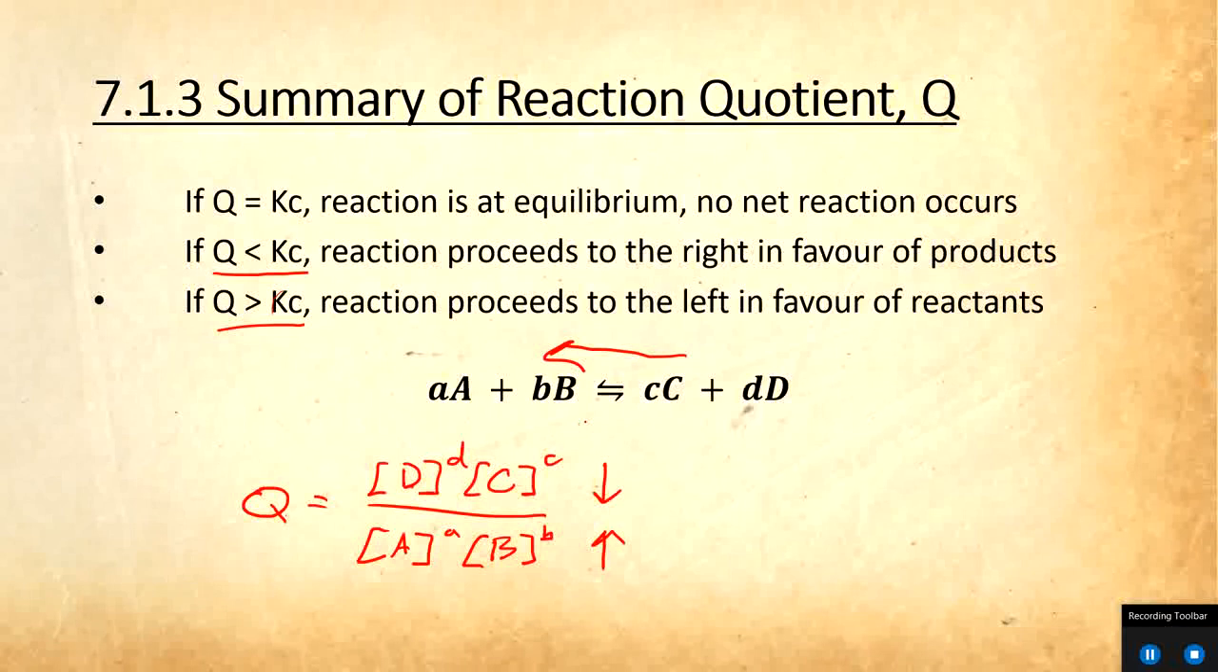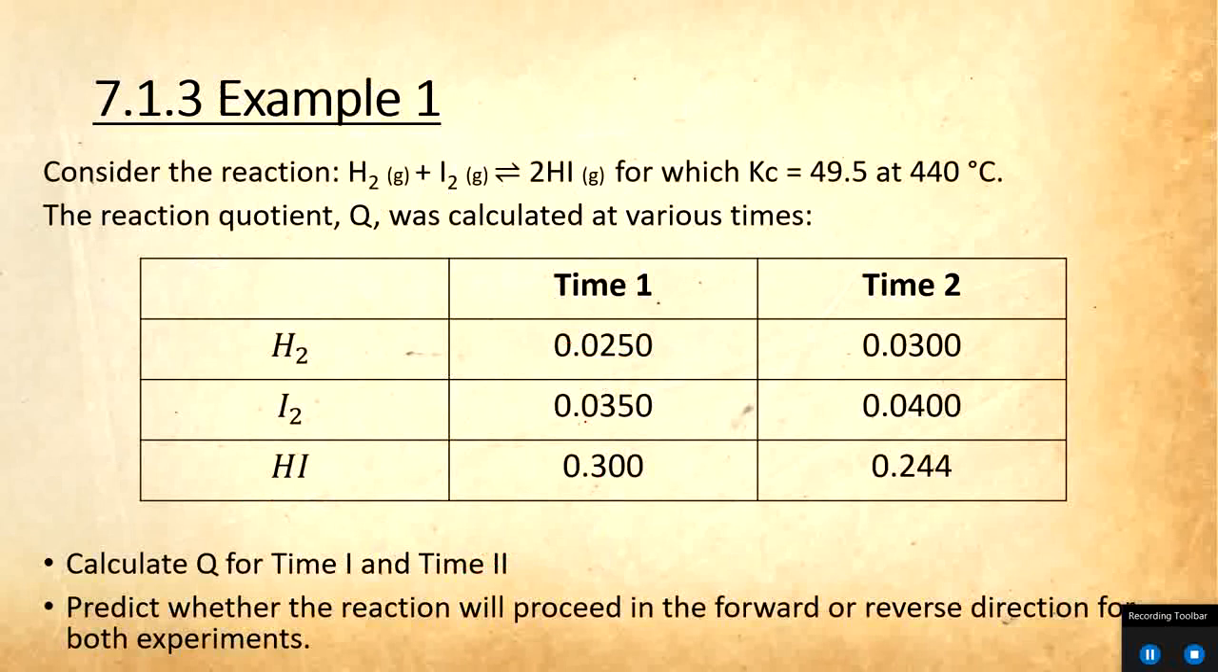Let's look at a couple of examples of using and calculating a reaction quotient. So consider this reaction. We've seen this in the previous video: H2 plus I2 goes to 2HI, for which the Kc is 49.5 at 440 degrees Celsius. So the reaction quotient is calculated at various times.